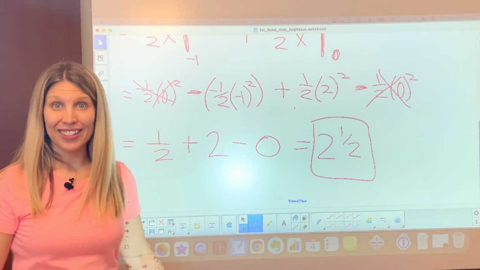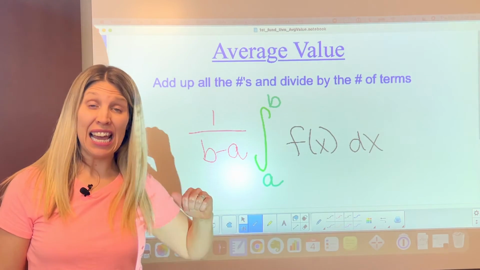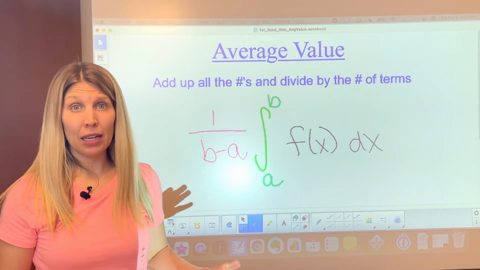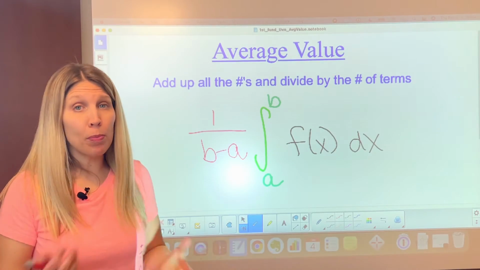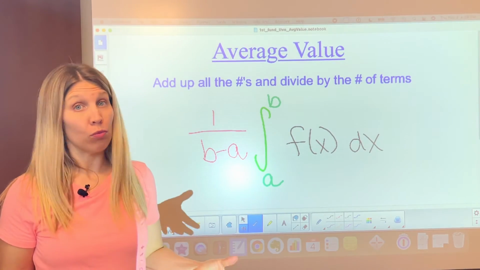One other thing that goes really nice with the first fundamental theorem of calculus is the average value. So let's talk about this real quick. Basic math. How do you find the average of something? You add up all of the pieces and divide by how many total pieces you had, right?